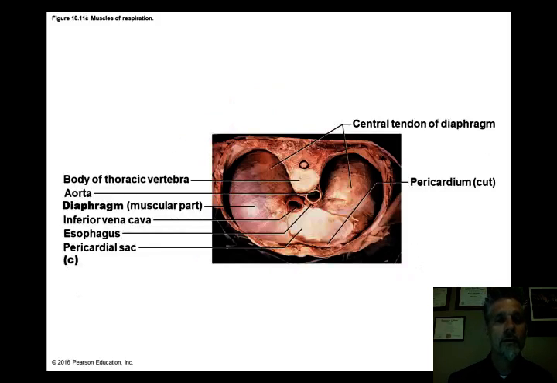This is a superior view, and again, you can see that umbrella shape of it, and you can see some of these major blood vessels and tubes cutting through.